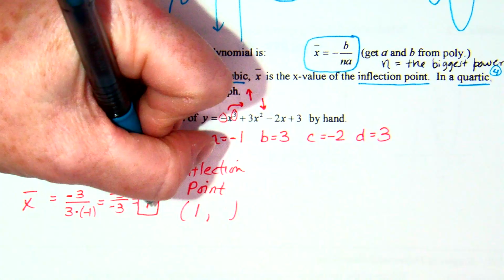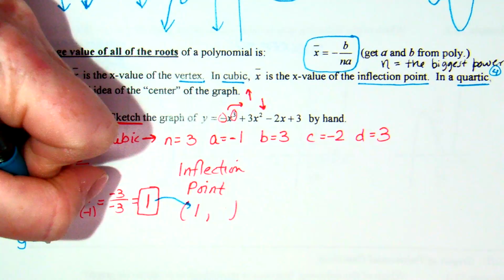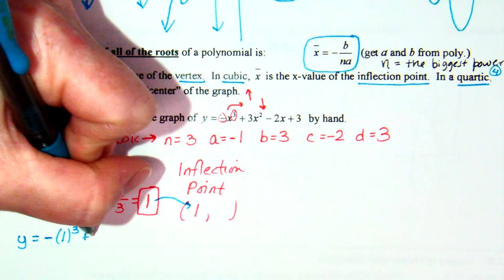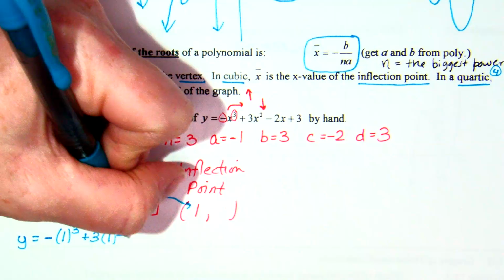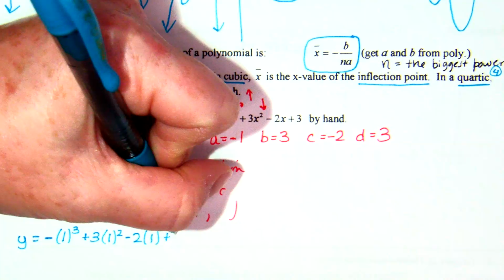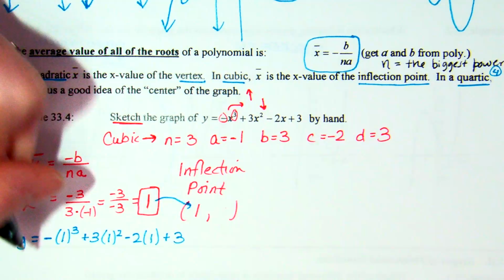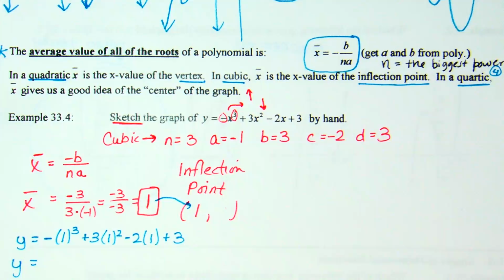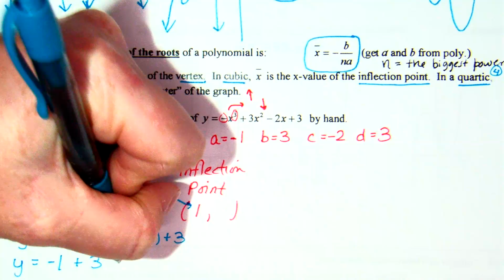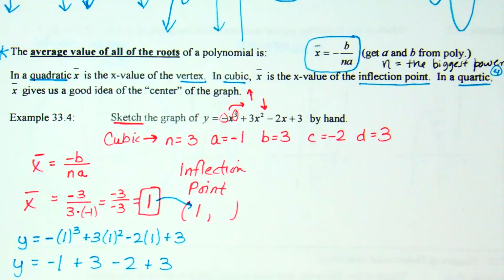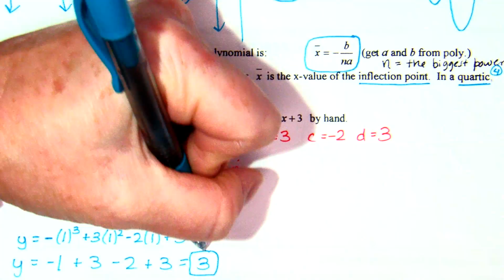And so y equals, it's -x cubed, so that's the negative of 1 cubed plus 3 times 1 squared minus 2 times 1 plus 3. Becomes -1 plus 3 minus 2 plus 3. So what is my inflection point now? 1, 3.